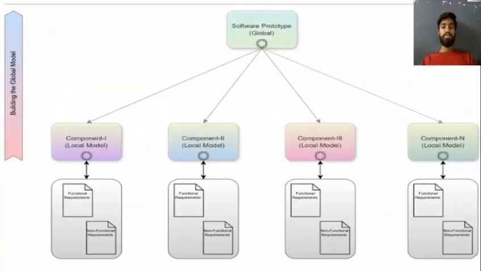Here we have a software prototype which is global, which is shared to component 1, component 2, component 3, as long to component n. Component 1 is a local model where the functional repositories and non-functional repositories are present in the local models, where we can build the global model. With the help of these local models, we can come to a global model which is feasible in all conditions.